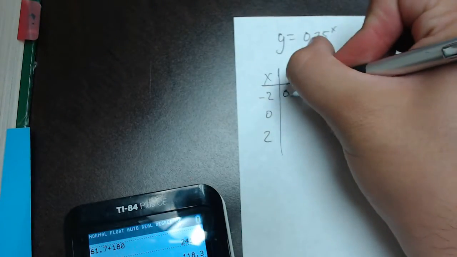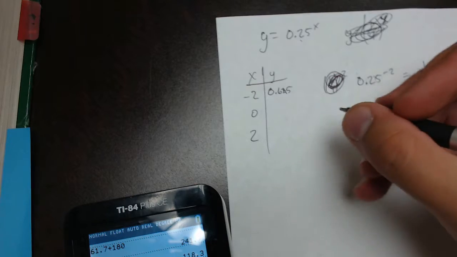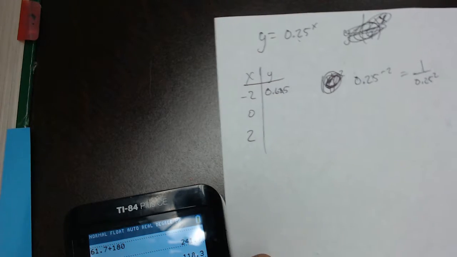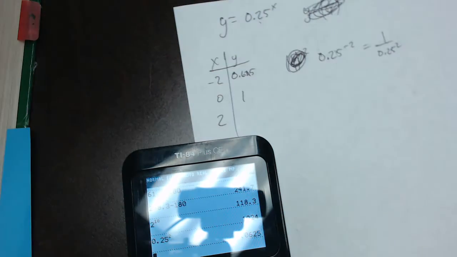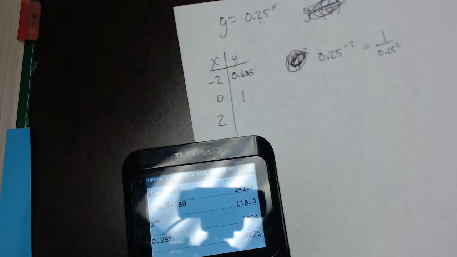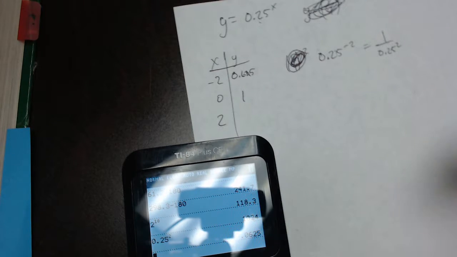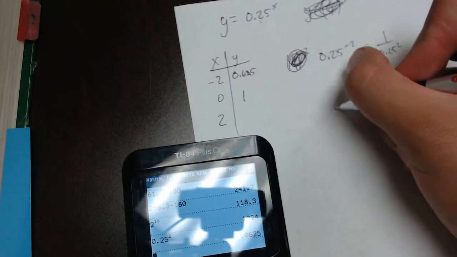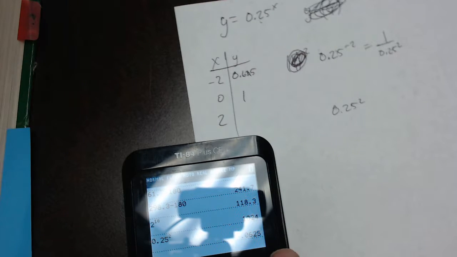So that's going to be 0.625, pretty close to 0. When I punch in 0, 0.25 to the power of 0 is 1. Again, we see that doesn't change. Now, what about 2? If I punch in 0.25 squared, well, that's just going to be positive 0.625.